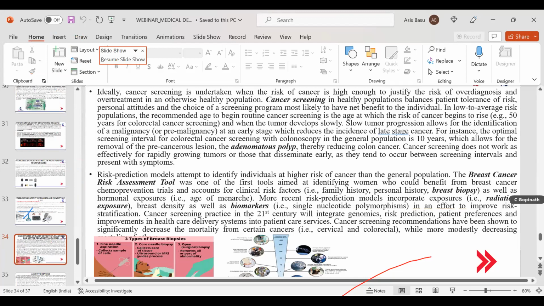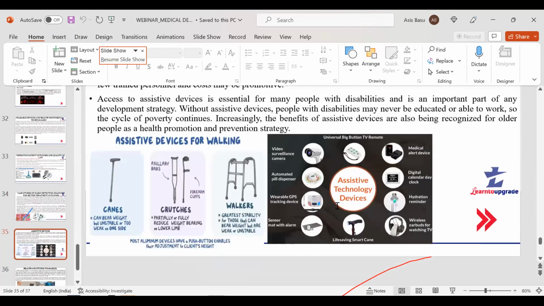For that, cancer screening will be very important, particularly talking about breast cancer risk assessment, because I think we all know that breast cancer is one of the most common types of cancer that women face in India and almost all over the world, in the USA also. For that, we can go for different breast biopsies, different radiation exposures. These are the diagrams.